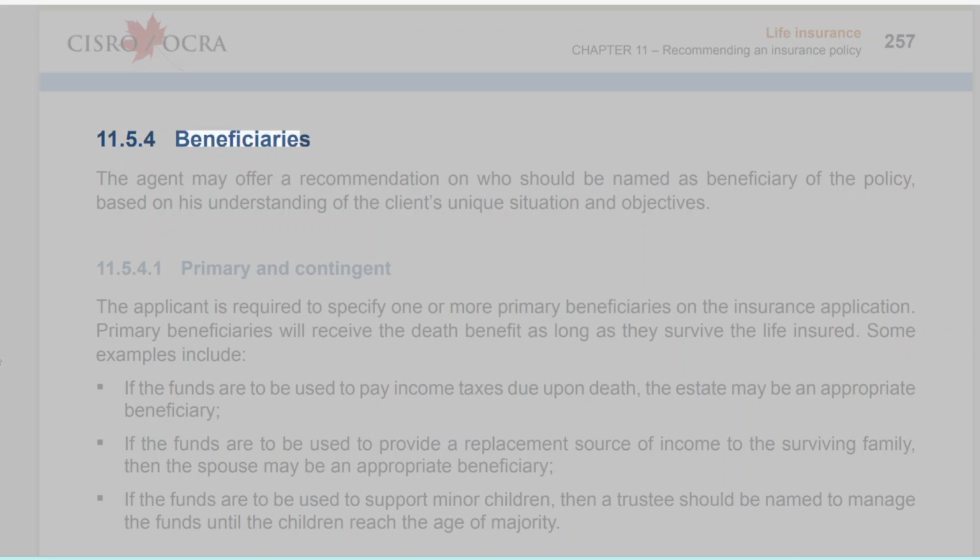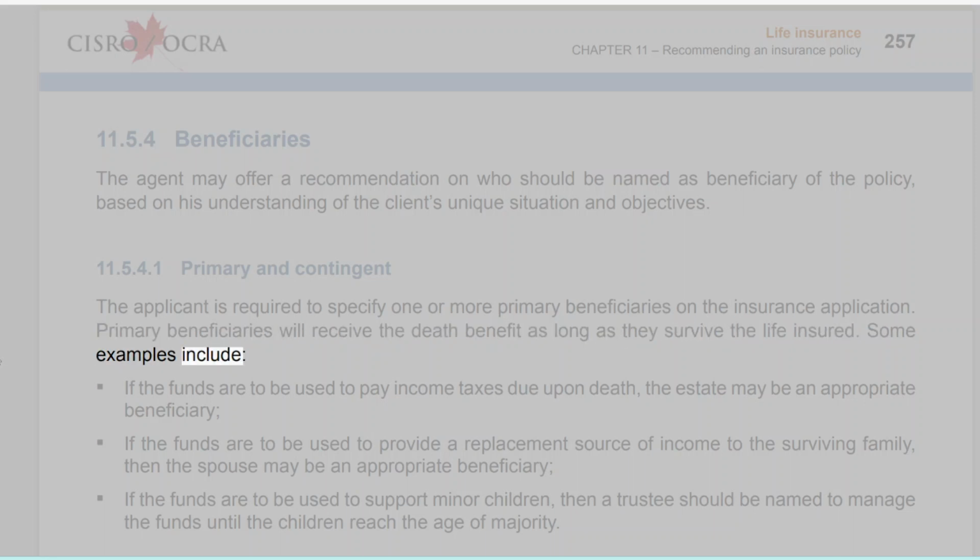1.5.4 Beneficiaries. The agent may offer a recommendation on who should be named as beneficiary of the policy, based on his understanding of the client's unique situation and objectives. 1.5.4.1 Primary and contingent. The applicant is required to specify one or more primary beneficiaries on the insurance application. Primary beneficiaries will receive the death benefit as long as they survive the life insured.